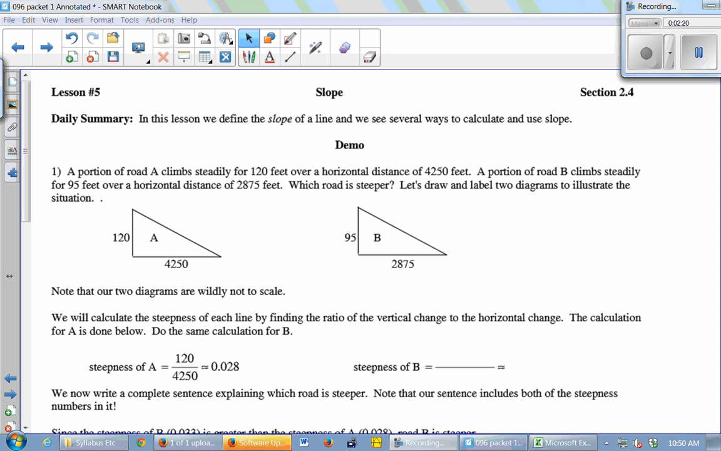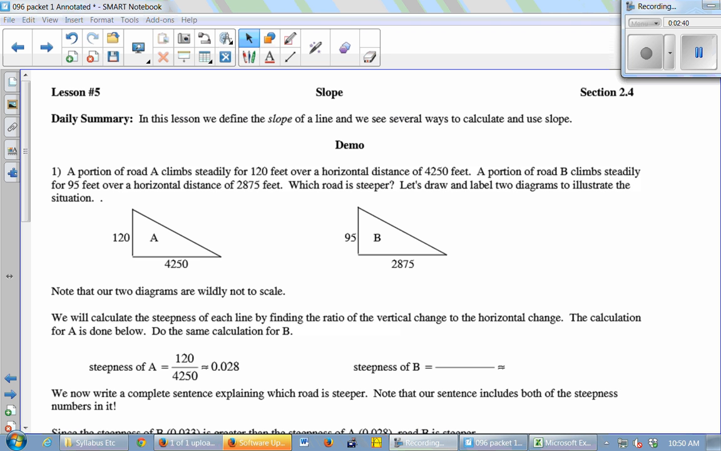All right, so in this lesson, we define the slope of a line. You may or may not have heard the word slope before, okay? So we're going to introduce it today. We're going to be talking about slope for the next several classes, and we're going to see several ways to calculate slope.